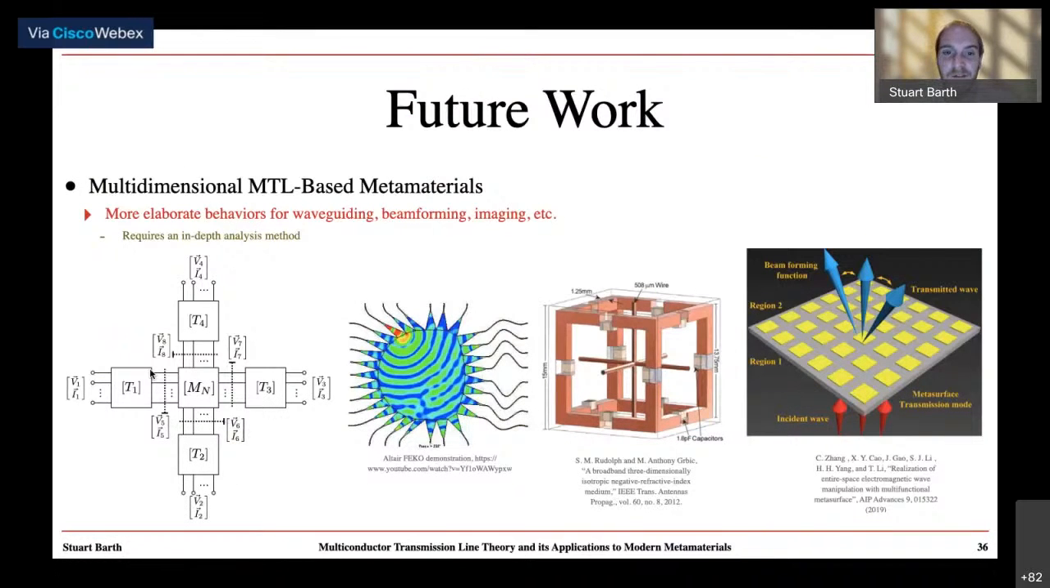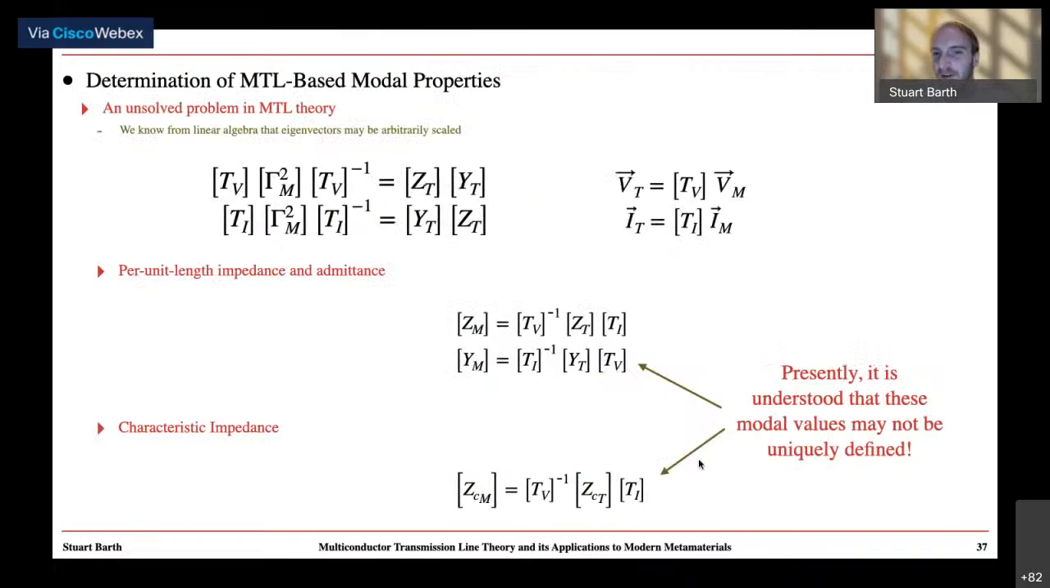Some of my future work, again, does involve the analysis of these multidimensional networks and solving this problem of determining the properties of all of the Bloch modes, for things like per unit length admittance, impedance, and characteristic impedance, which in the current understanding can't actually be done. So I'd love to comment on this, but I haven't published any of that material yet. It is under development, but forthcoming very soon. Thank you, sir. Thank you.